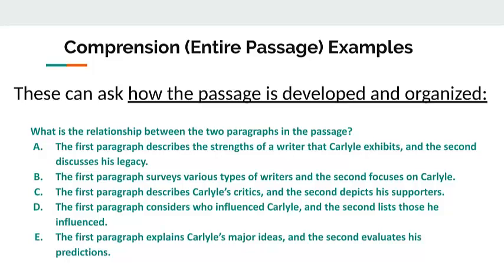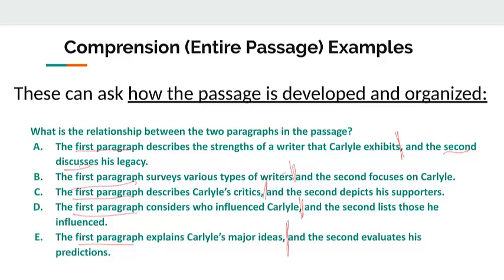Here's a question about how the passage is developed and organized. So it's both of those ideas. And it's asking, what is the relationship between the two paragraphs in the passage? Okay. Now you notice a pattern where each answer choice, each distractor, and the key begins the same way. So that can help you.